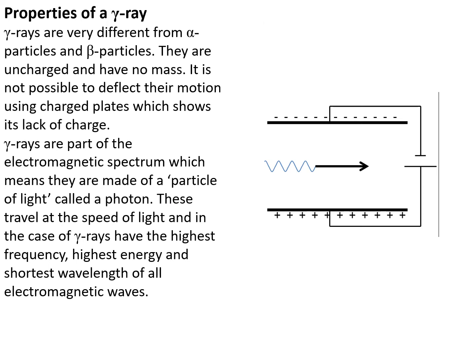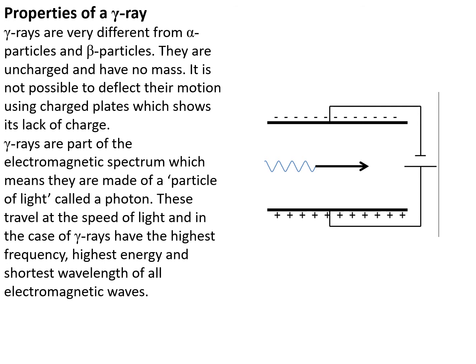Let's take a look at the properties of a gamma ray. Gamma rays are very different from alpha particles and beta particles. They are uncharged and have no mass. It is not possible to deflect their motion using charged plates, which shows its lack of charge.